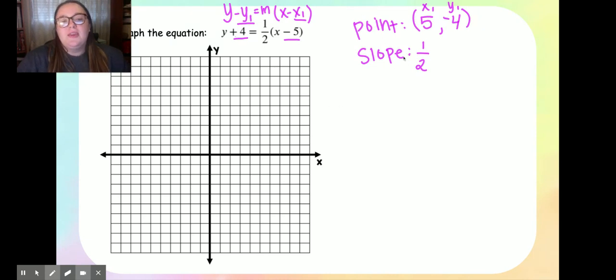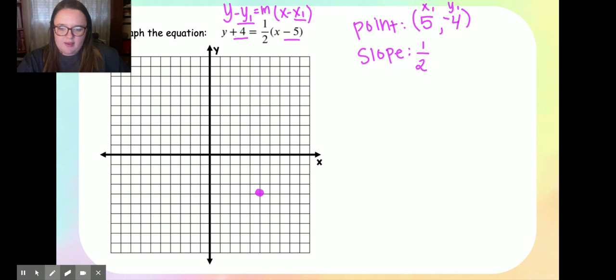We're going to begin at our point this time. Remember, our point is not necessarily on our y-intercept here. This time, we're starting with the point, right? So our point's not on the y-intercept. It's at 5, negative 4. So I'm going to go to 5. 1, 2, 3, 4, 5, and then negative 4 is down, so I have to go down 4. 1, 2, 3, 4.